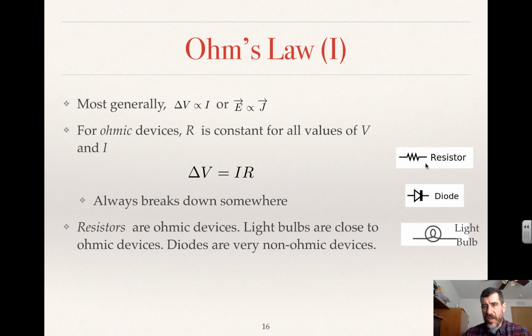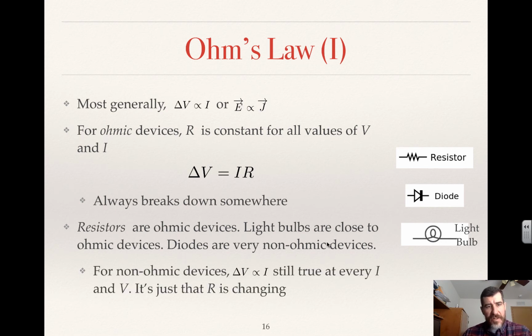The most common thing you can have is something called a resistor. Resistors are ohmic devices, which means they have a constant R for all values of I and delta V. Light bulbs, for the currents you're usually interested in, are pretty close to ohmic devices. They're not exactly ohmic, but they're pretty close. Diodes are a type of semiconductor device, and they're very non-ohmic. However, remember that if a device doesn't follow Ohm's law, it's still true that delta V is proportional to I at each and every I and delta V. It's just that for a non-ohmic device, you don't have one value of R that's true for all values of V and I.